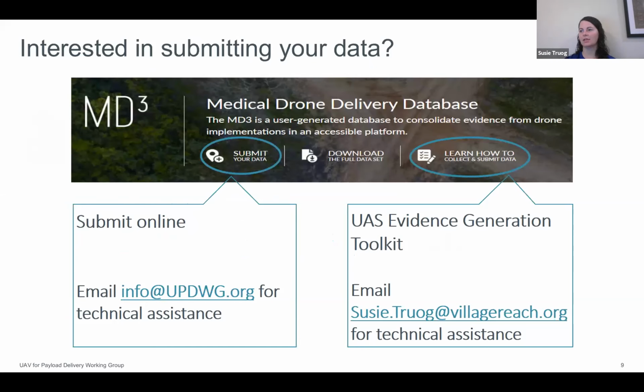And as I mentioned on the website, you can see more information about how to submit your own data and the type of data which is requested by clicking on the Submit Your Data piece on the header, or you can email info@updog.org. And then on the right side of the header, you can see Learn how to collect and submit your data. That will take you to the UAS Evidence Generation Toolkit. And if you want more information about that, I've provided my email as well for further information or for technical assistance around its use. And so now I'll turn it back over to Gabo to talk about the future of the MD3.